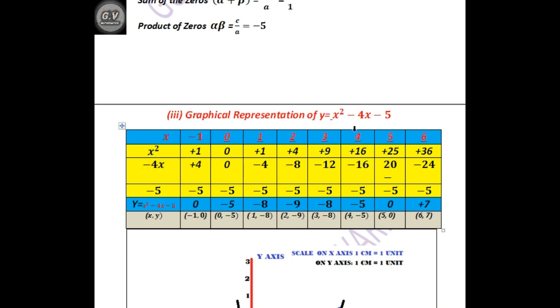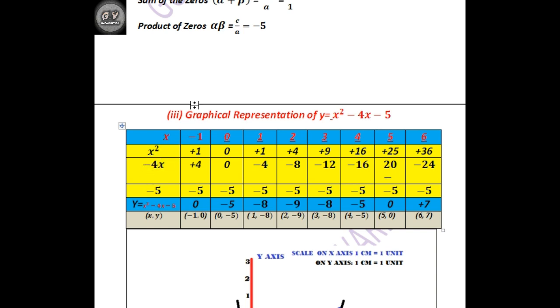Since -4x contains a negative symbol, we need to change the symbol of each value. Minus becomes plus. 0 is neither positive nor negative. Plus becomes minus. Here also positive becomes minus, and here also plus becomes minus. So according to this, look at here Nana, -20. So for -4x, first the x values are multiplied by 4, then the symbols are changed.